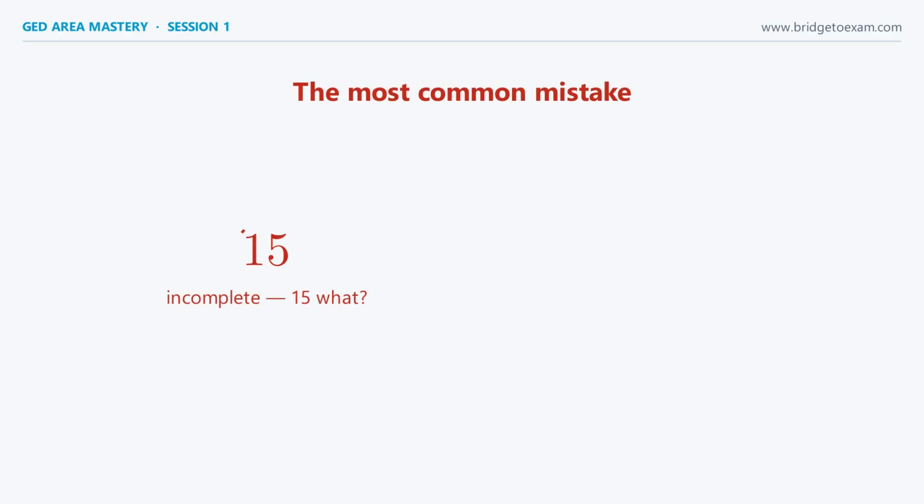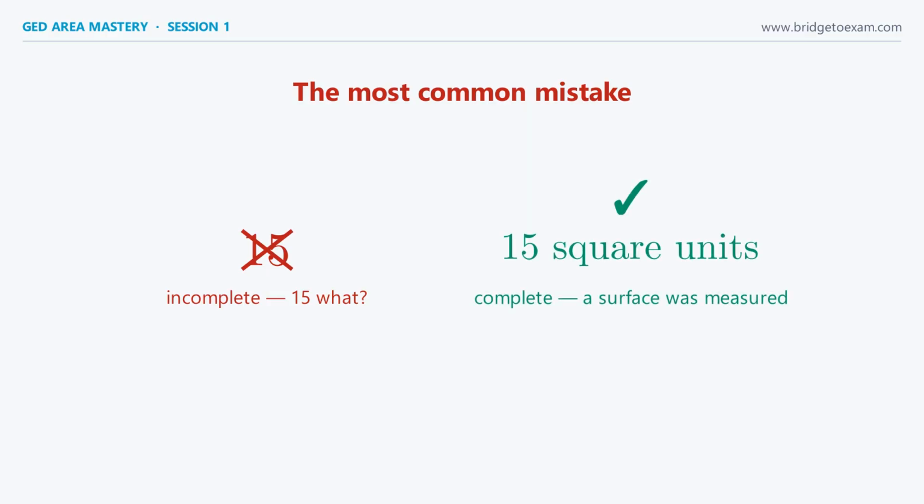Now, the most common mistake in this whole session, and it costs easy points, is writing the number without the squared unit. 15 is not a complete answer. 15 square units is. The unit is what tells the test you measured a surface, not a length.